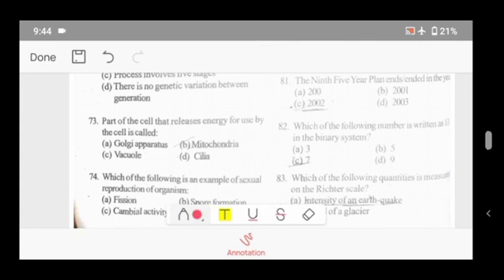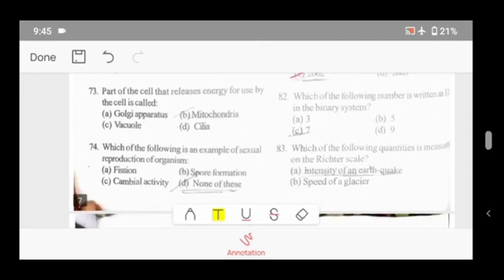Here I will mark for you. Now, which of the following numbers is written as 101? 101 I will write here. So, 1, 1 and 1. It is here 101. Okay, please don't be confused. Okay, in the billion system, so the answer will be C.